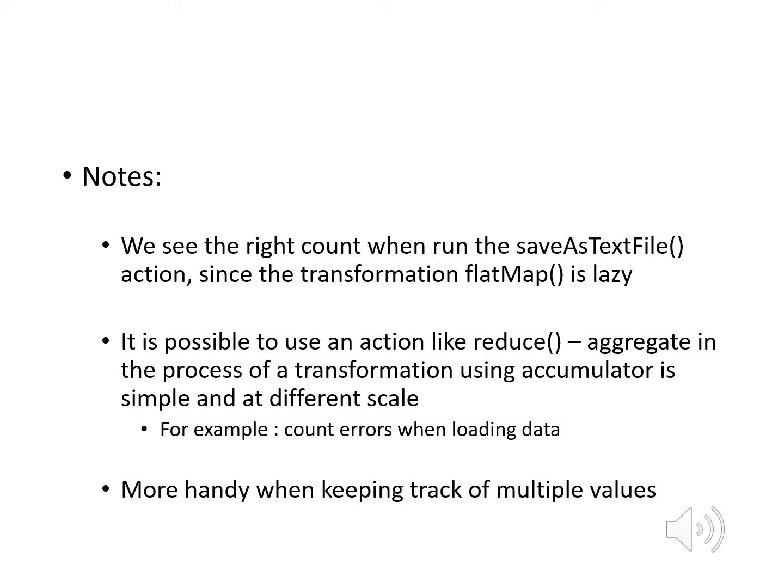The accumulator aggregates in the transformation, so it's simple and works at different scales. For example, if we want to count the errors when loading the data, this can be easily accomplished by the accumulators, while in the reduce, the error has already been processed before it reaches the reduce function. And using the accumulator, it's very handy to keep track of multiple values.